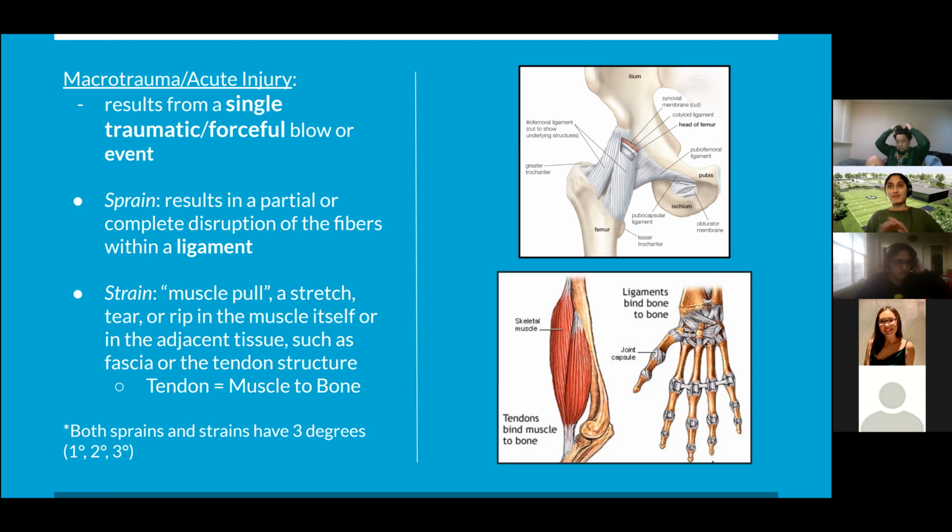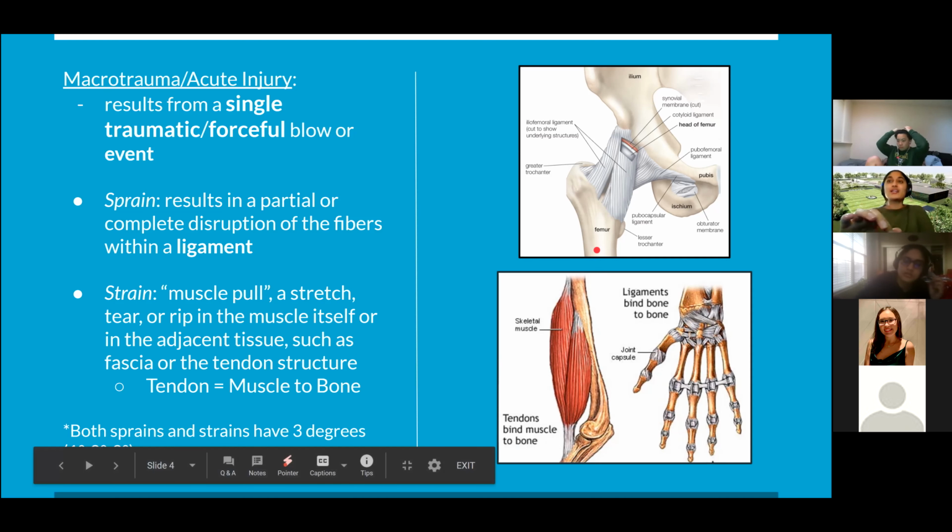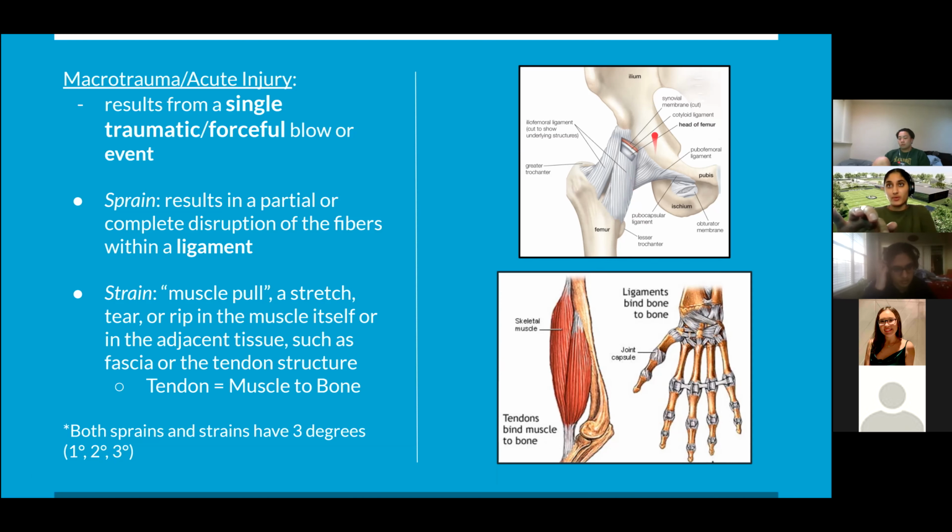Okay, now what's a ligament? If you don't know what a ligament is, that's totally cool. That's why I have put these pictures up here. A ligament is a tissue structure that connects bone to bone. You can see here, there's a bunch of ligaments connecting this bone, the femur, to the ilium, which is in your hip. So that's what a ligament does. Sprain refers to any disruption of the fibers within a ligament.